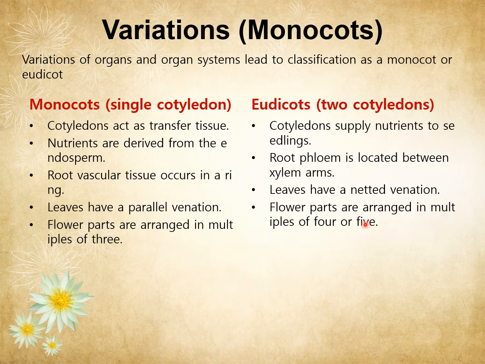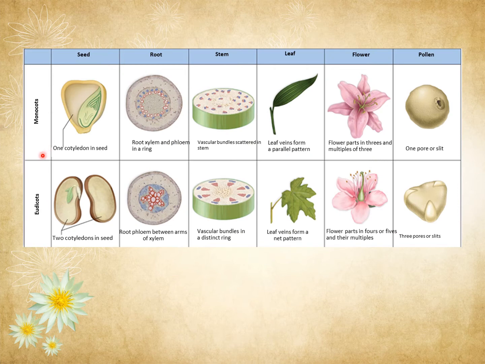So flower parts. There's a difference between the flower parts of the monocots and the eudicots. Monocots have their flower parts arranged in multiples of three, whereas the eudicots have their flower parts arranged in multiples of 4 or 5. Okay, so this figure shows the differences between the monocots and the eudicots. For the seed, there's only one cotyledon in the seed for monocots, while in the eudicots there are two cotyledons in the seed.